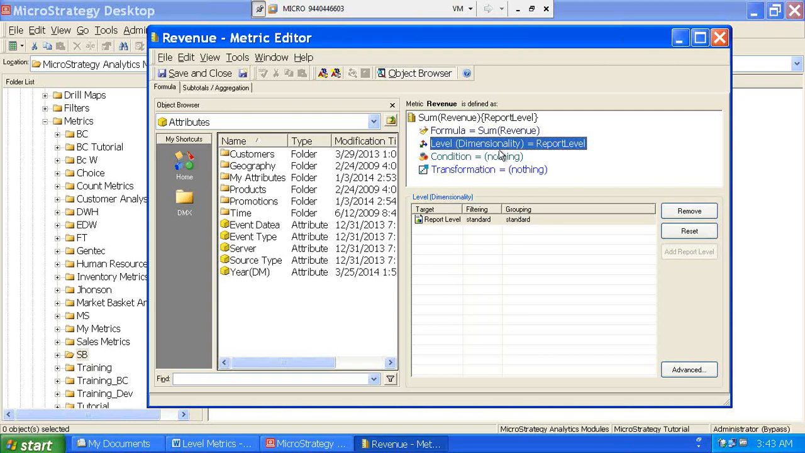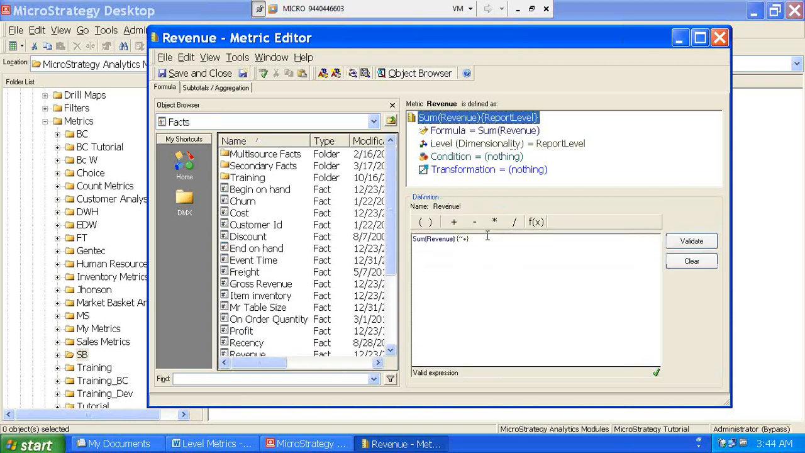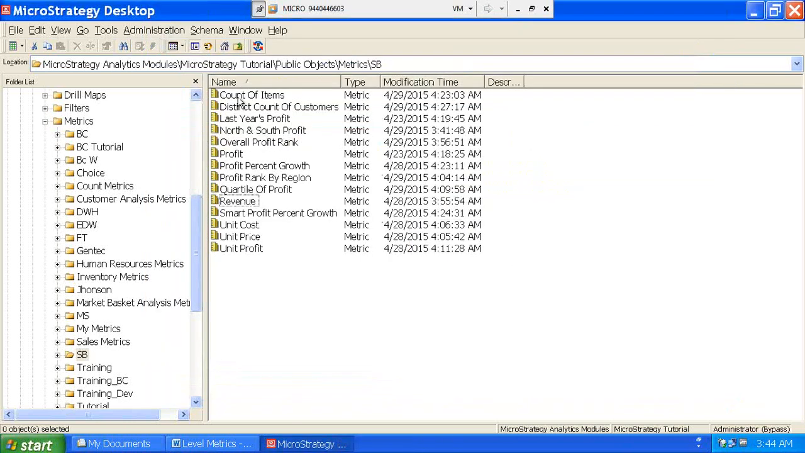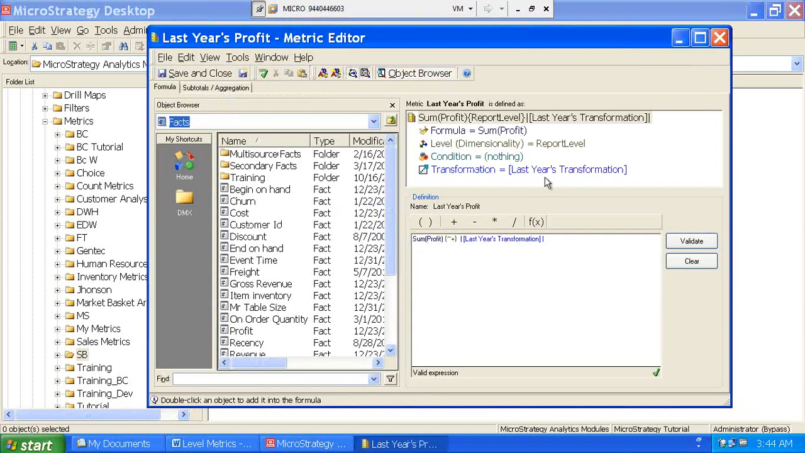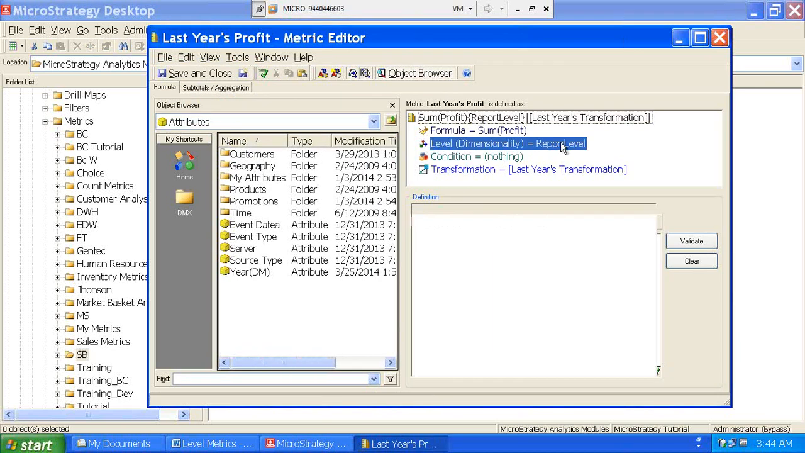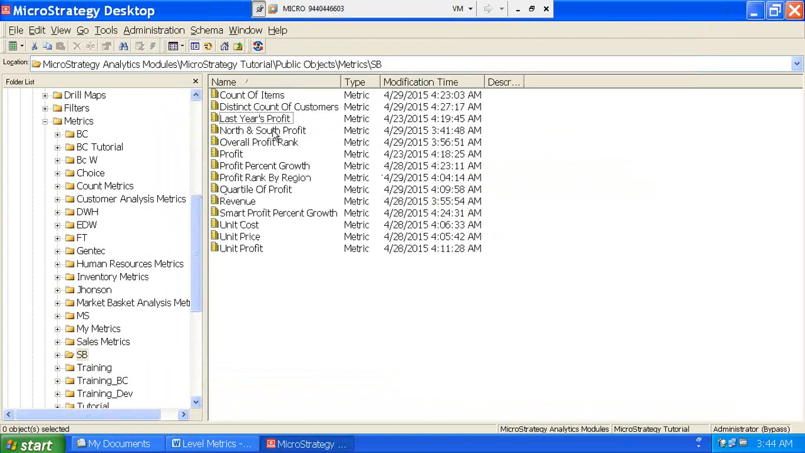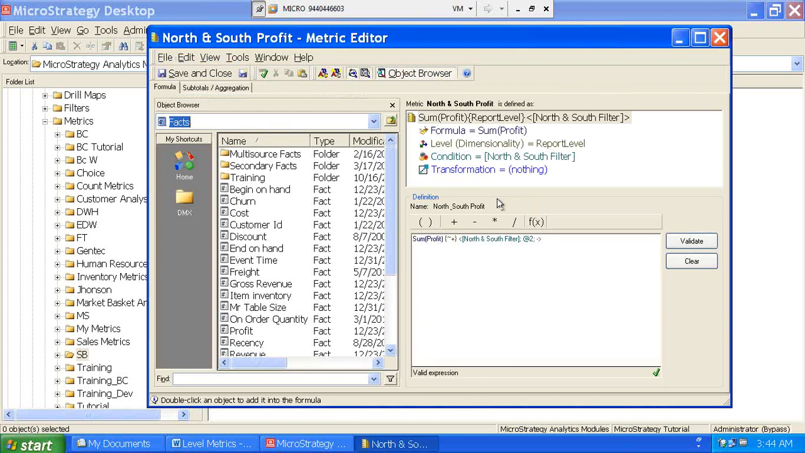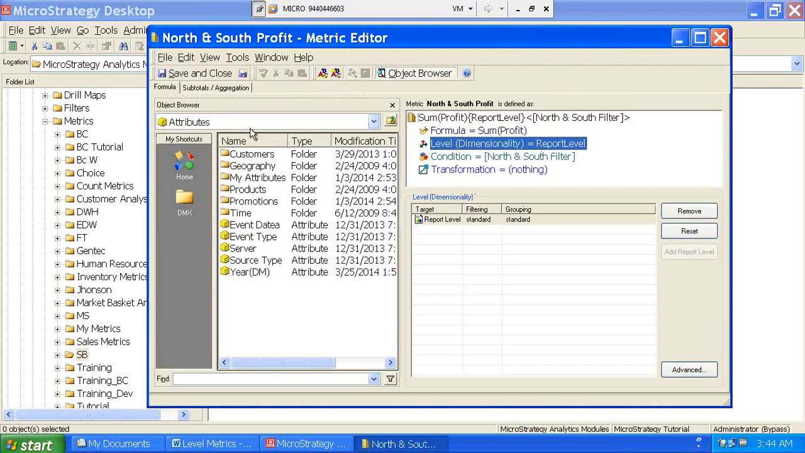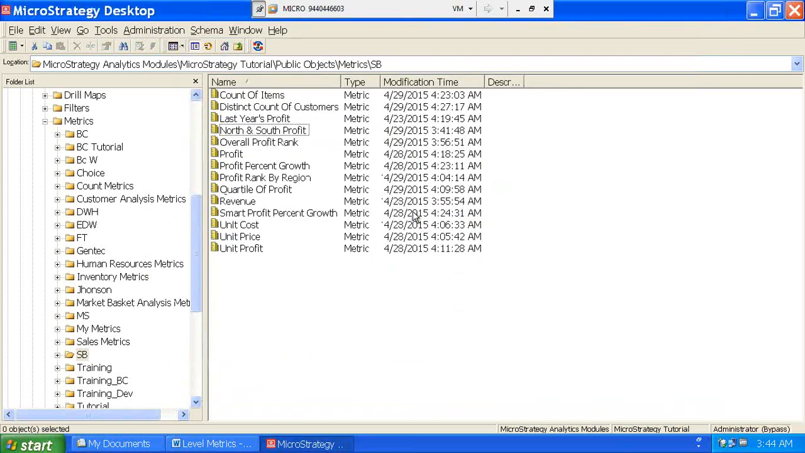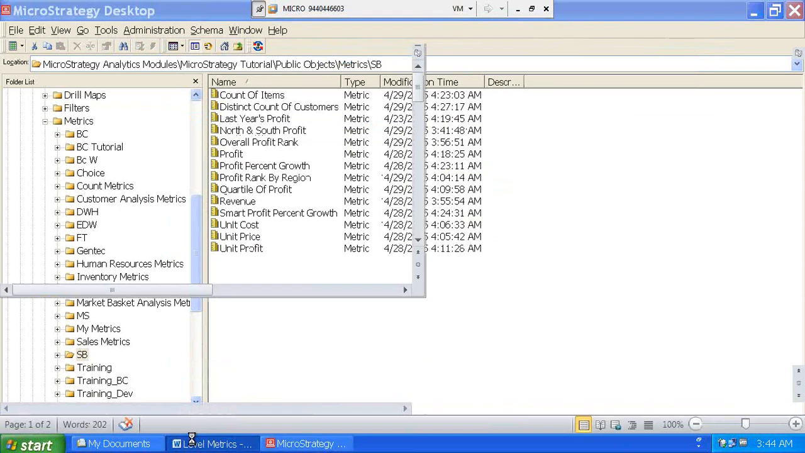Now, when you see here, there will be a small sleeping dash that is called tilde, T-I-L-D-E. Then this is a simple metric. But if you are seeing a transformational metric, where there is a transformation in it, there also you will see report level. And if you are seeing a conditional metric like north and south profit, there also you must see report level. So this report level is a default condition in metrics. Now we should understand what is report level.